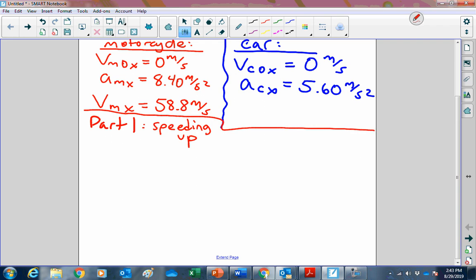And I would like to know time. As I'm looking at my formulas, I do have a formula where all I need to know is the velocity at a moment of time, the initial velocity, and the acceleration, because I know these three things and my unknown is time. So I can solve for it. Let's do that.